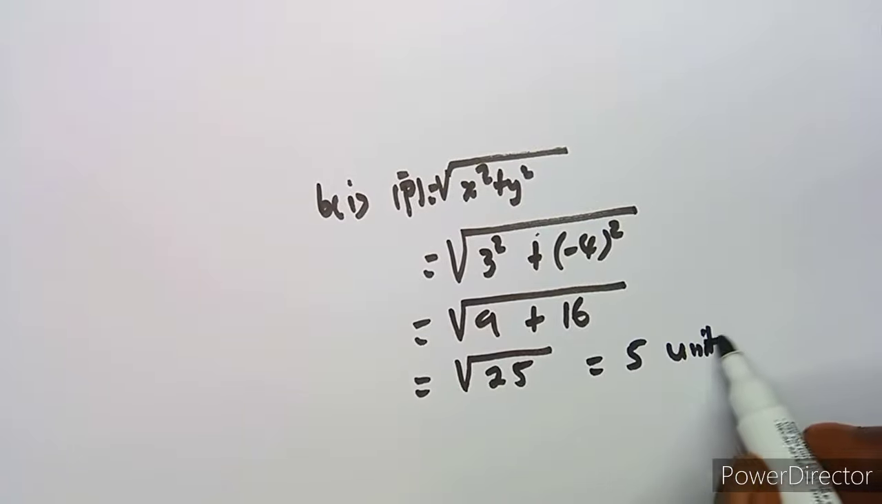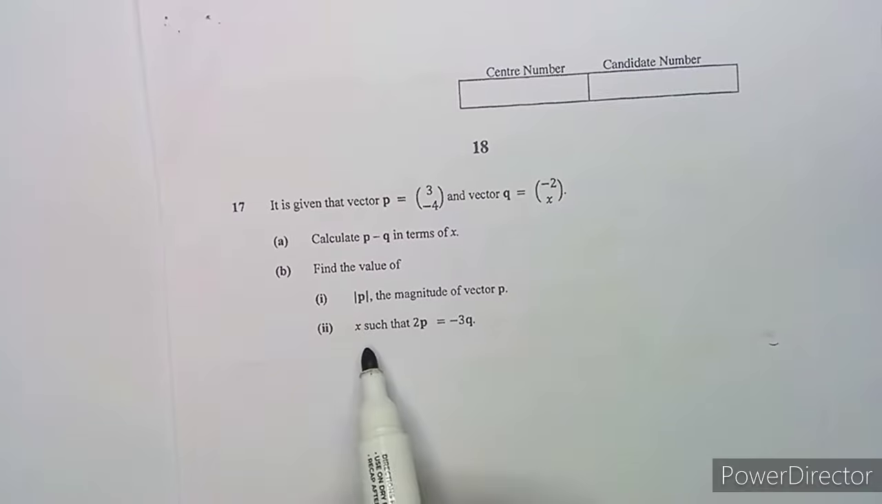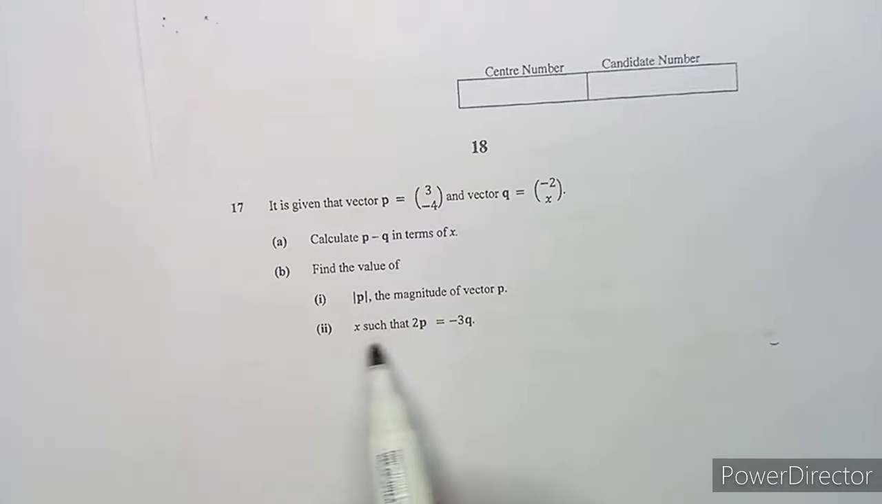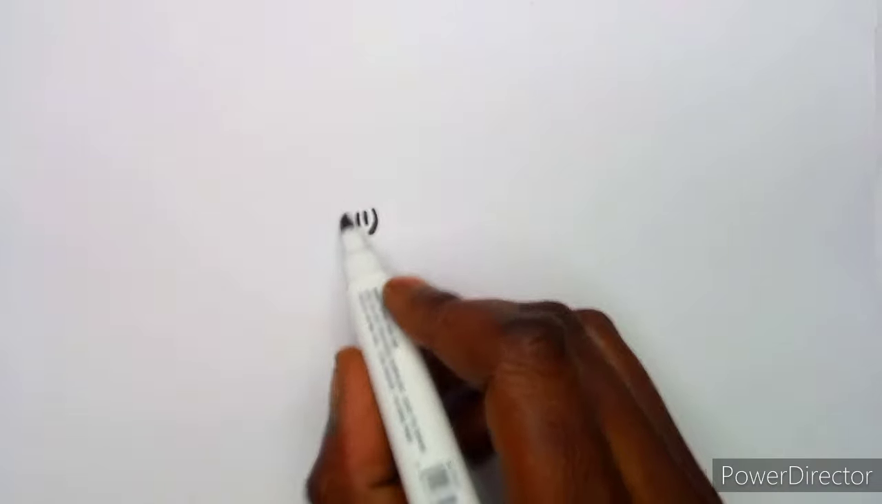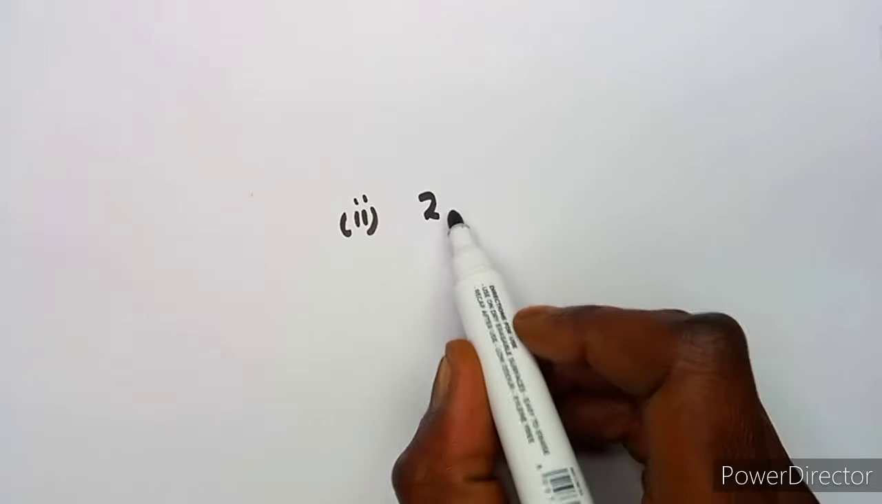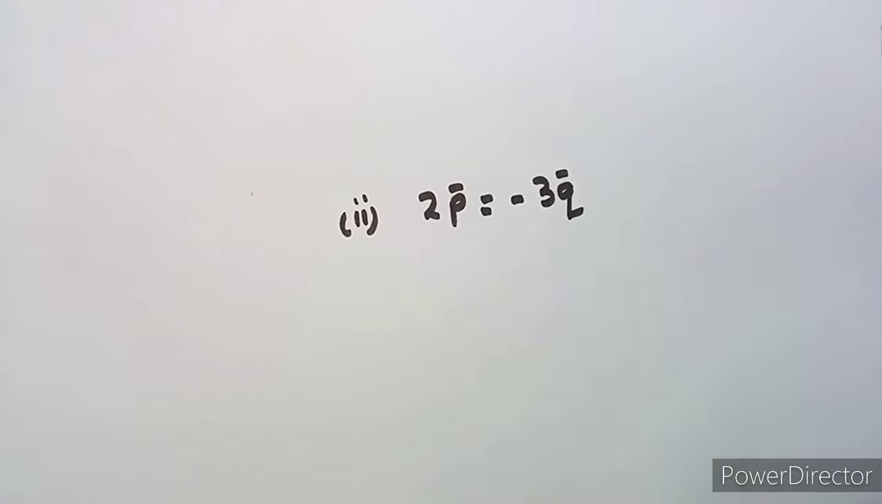This is a vector, it's not plus or minus. We are talking of distance, so it's going to be positive, not plus or minus, all right? Then they are saying find the value of x if 2p is equal to minus 3q. There is a condition, guys, work with the conditions that you are given. They are saying that 2p is equal to minus 3q. Find the value of x now.